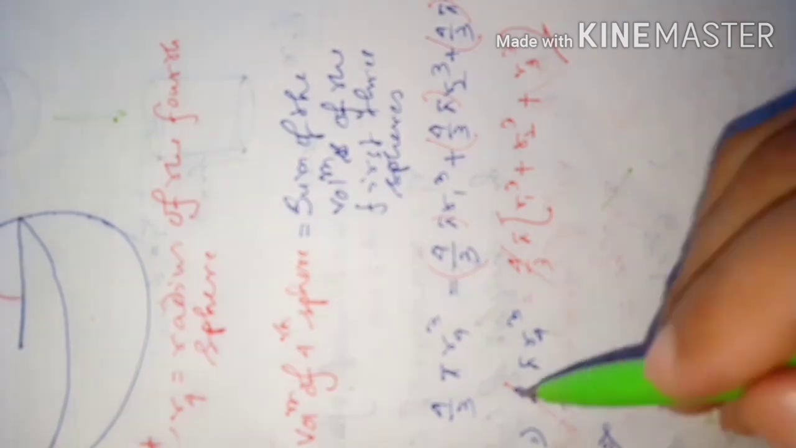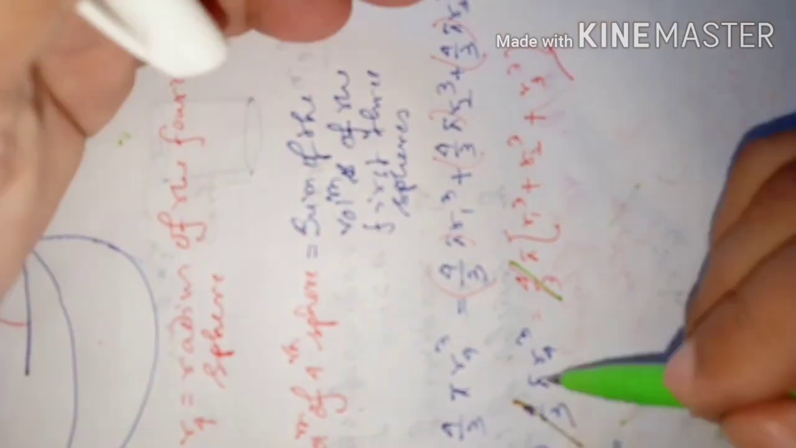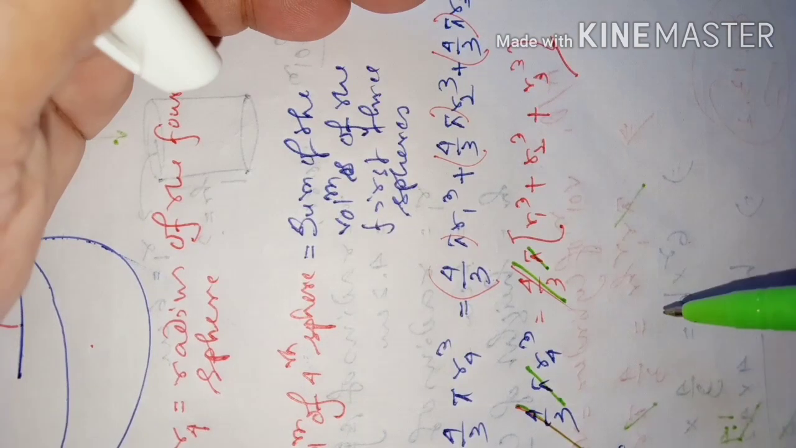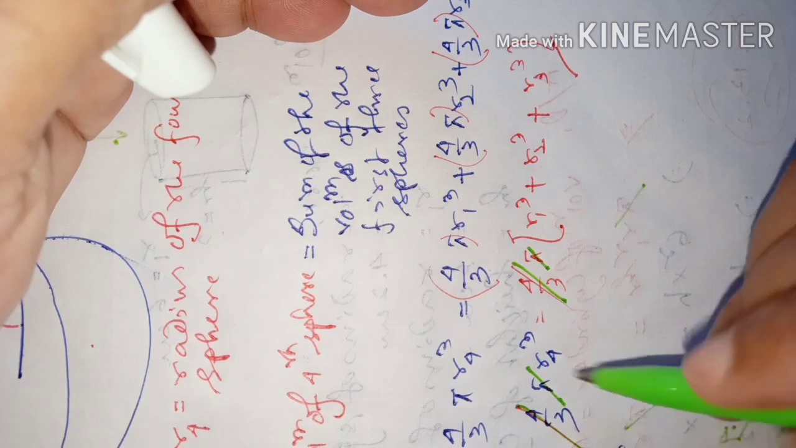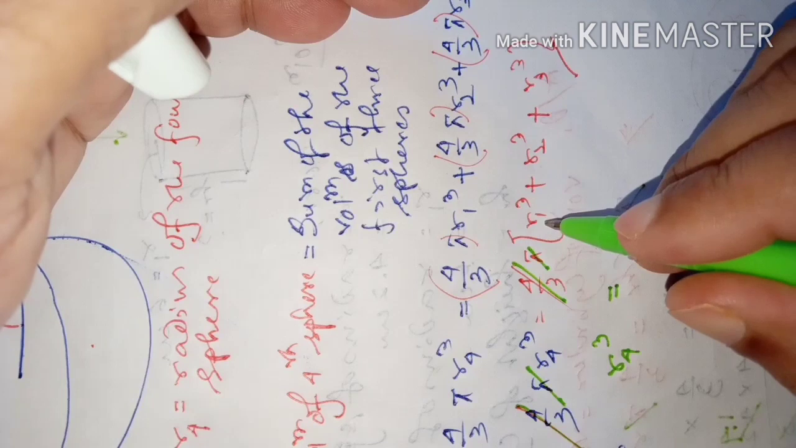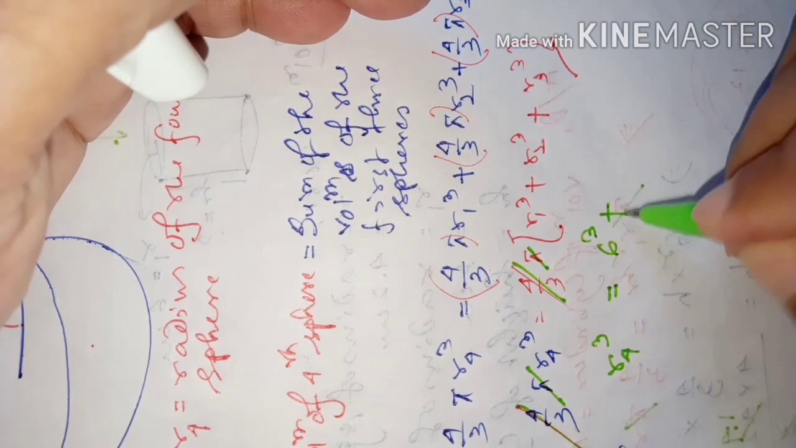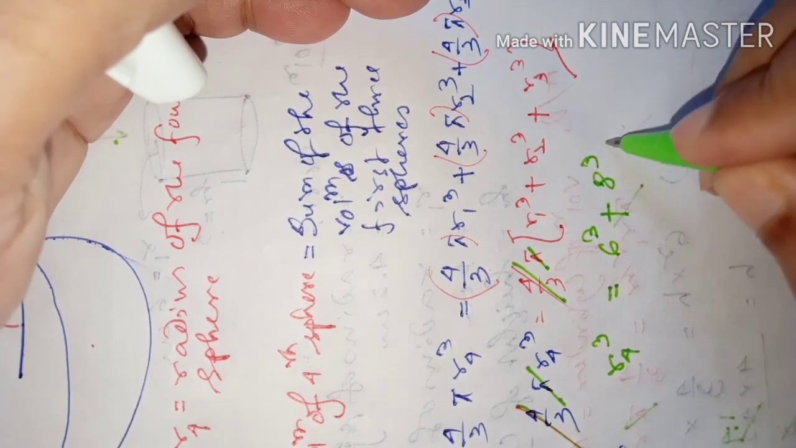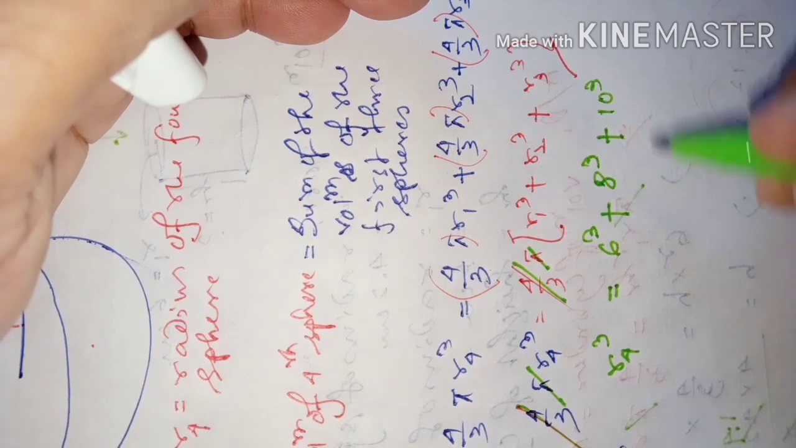So then 4 by 3 from both sides is cancelled, because 4 by 3 is in the left hand side and 4 by 3 in the right hand side. Then pi is also cancelled from both sides. So we have only r4 cube is equal to r1 cube plus r2 cube plus r3 cube. R1 is what? 6. R2 is what? 8. R3 is what? 10.